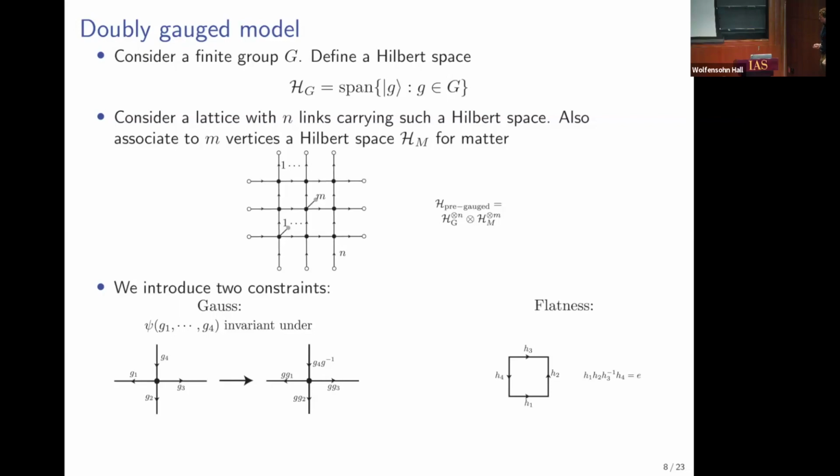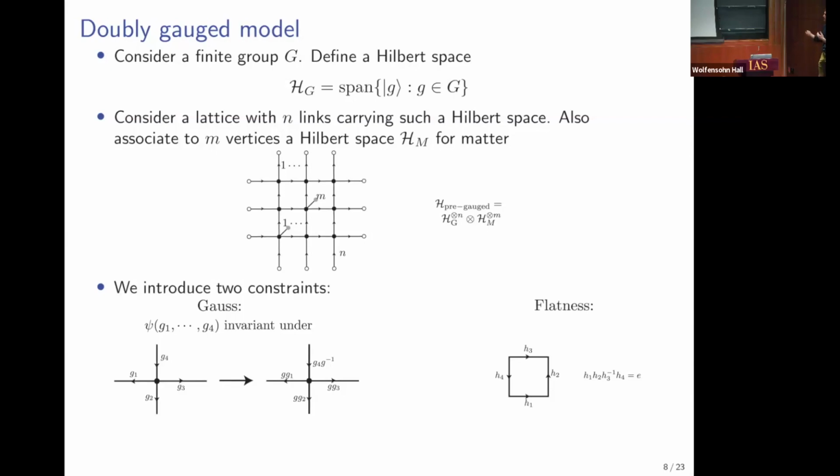It's the flatness constraint. If you took a plaquette, which is one of these fundamental squares, say like this one here, not some big square that you might build out of smaller fundamental squares, you consider the group elements assigned to each link, and you take their product going around a loop. That product of group elements has to give you the identity group element. So we're only going to consider states that satisfy that property.